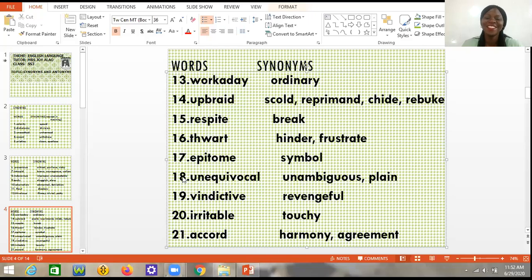Very good. Now, vindictive. Vindictive means to be what? Revengeful. Somebody does something to you and you want to take revenge. Another synonym for vindictive is revengeful. Irritable. If somebody is irritable, somebody is touchy, gets annoyed easily. Accord means harmony. Another synonym for accord: harmony, together, agreement.